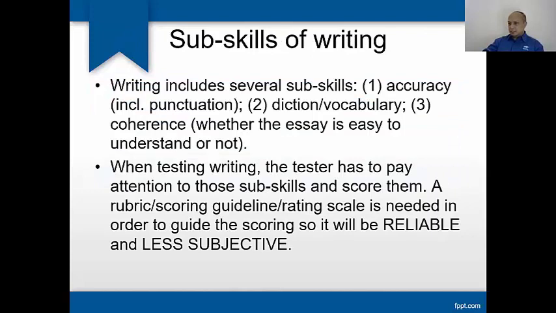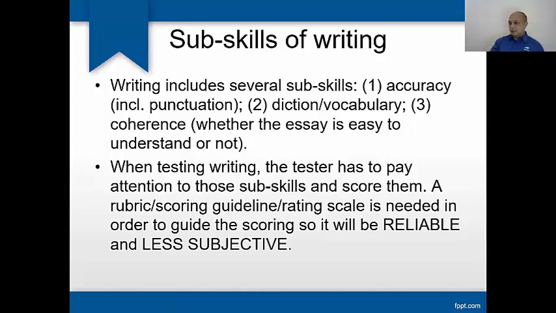Now let's go to the writing. Now the subskills of writing. Writing includes several subskills. First of all, accuracy, that's grammar, including punctuation too. And then number 2 is diction or vocabulary, choice of words, the vocabulary of the essay. And then coherence. Coherence means whether the essay is easy to understand or not. That's also important in a piece of writing.